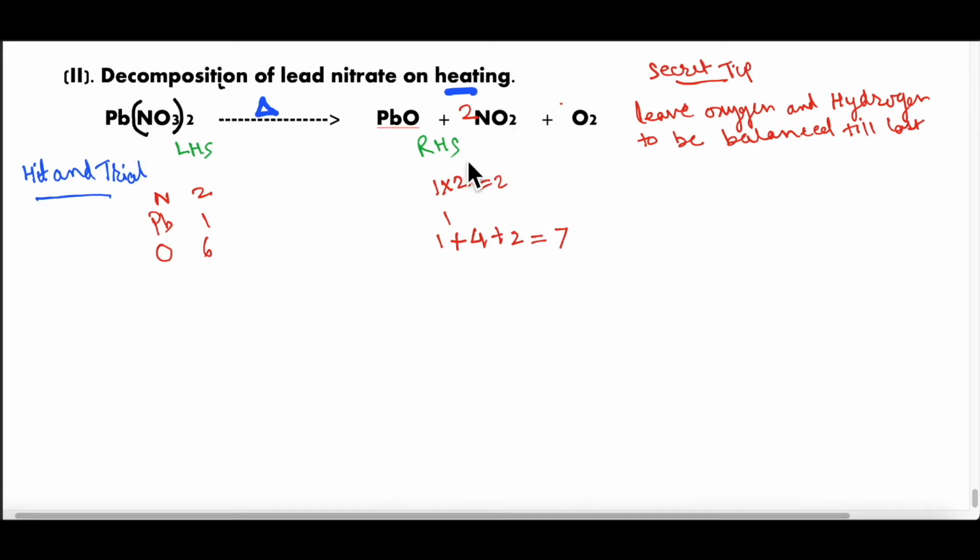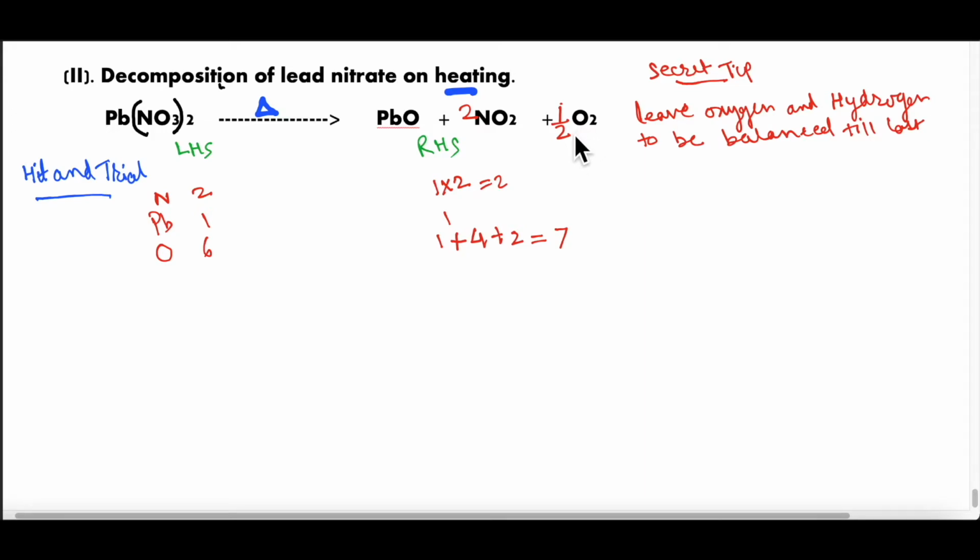So, in order to balance this oxygen, if we multiply this oxygen by half, this 2 and this 2 will get cancelled and we will have one oxygen atom. So children, remember that we can use even fractions in order to balance the chemical equation. Fractions can be used as coefficients. It is not wrong. It can be done. But we know that half molecule of oxygen is not possible.